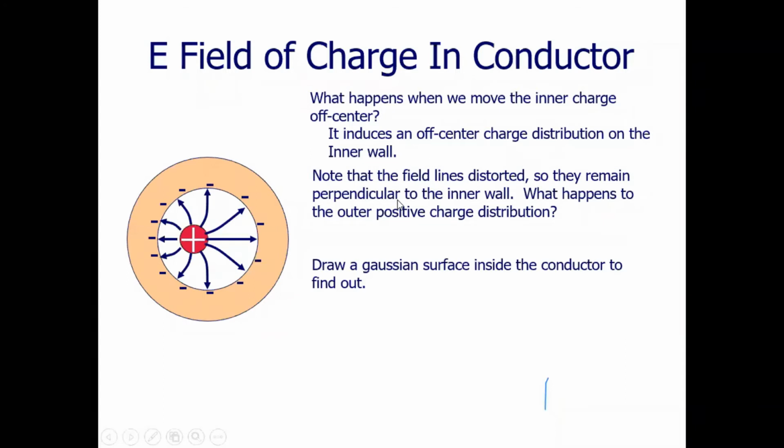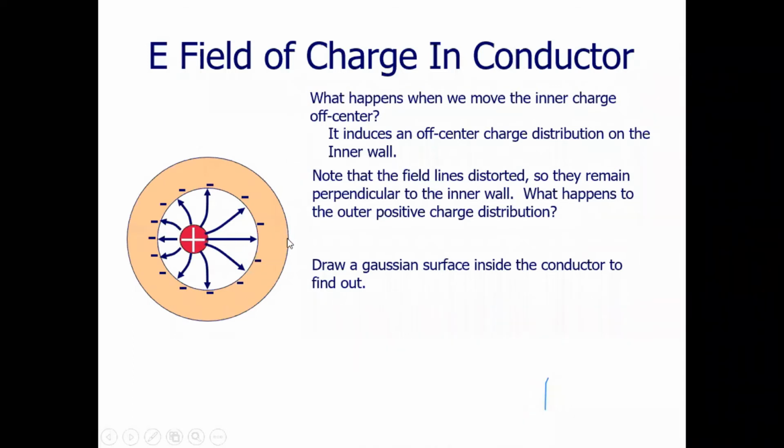Okay, so now what will happen outside? What will happen outside the Gaussian surface? Okay, so in order for us to find out what will happen outside the Gaussian surface, this is not the Gaussian surface, what will happen outside the conductor in this region that is here? How will the electric field be affected by the fact that you have moved this charge off center?